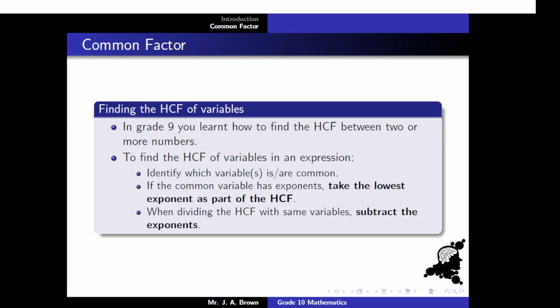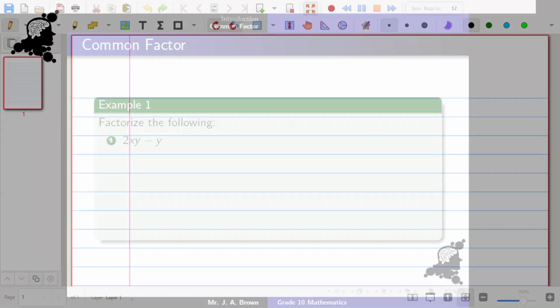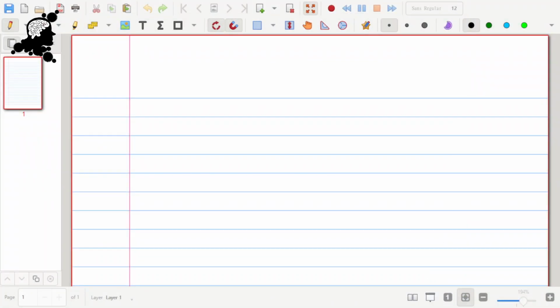When dividing the highest common factor with the same variables, we need to subtract the exponents. Now, you probably remember this from laws of exponents that you did in grade 9 and that you're still going to do in grade 10. But when you divide numbers of the same base, we subtract the exponents. Let's have a look at an example of how we would do all of this. So here's our first question. We've got 2xy minus y. Let's go over to the writing pad and let's do this.